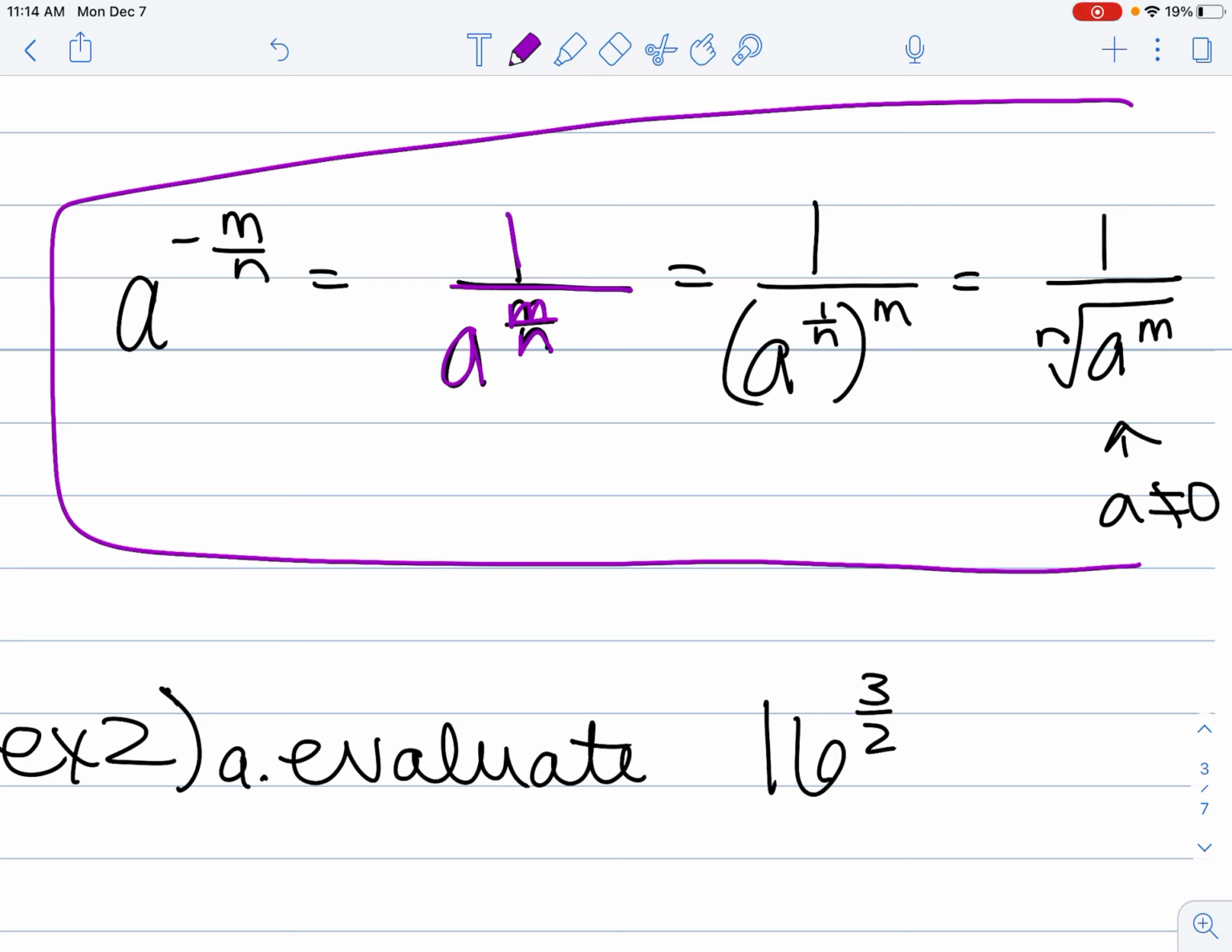Okay, so if we want to evaluate 16 to the 3 halves, I can rewrite this. We're going to put the 16 here. This 2 goes on the root, and this 3 goes right here. Well, I know that the root of 16 is really just 4, and I know 4 to the third power is really just 64, and we can write it just like that.